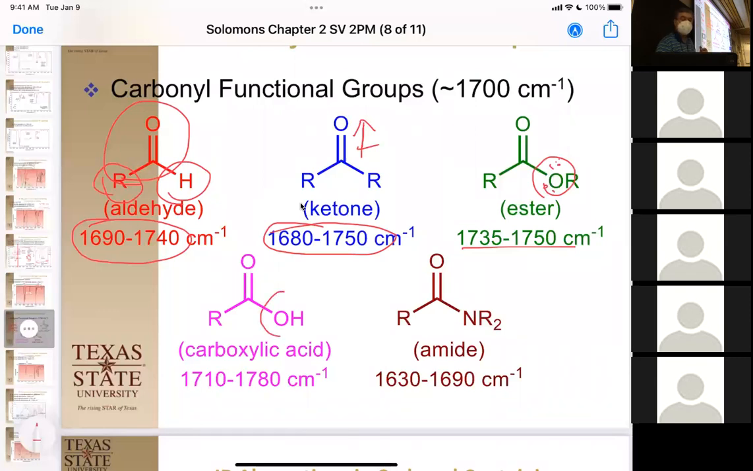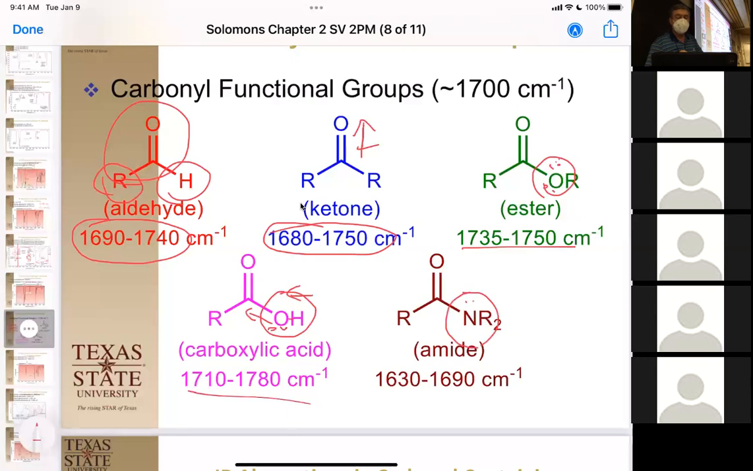Well, a carboxylic acid, because it also has a polar bond here, can actually help pull it up even higher. Notice the carboxylic acid is even higher than the ester because of that hydrogen-oxygen bond, where the oxygen is more electronegative than hydrogen. It's pulling the electron density in, and then the carbonyl is pulling electron density as well. And then we go backwards and go to the amide.